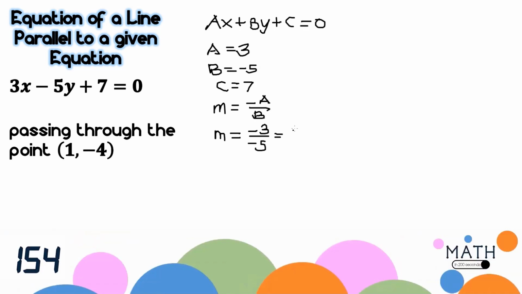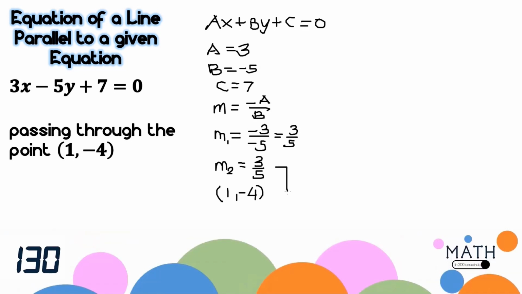The slope here is positive 3/5. This is the slope of the equation given. And if we are going to solve for the equation of a line parallel to this, the slope of that second line must be equal to 3/5 as well. Now, aside from this, we are restricted to pass through the point (1, -4).